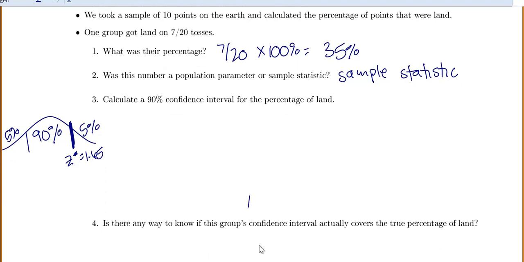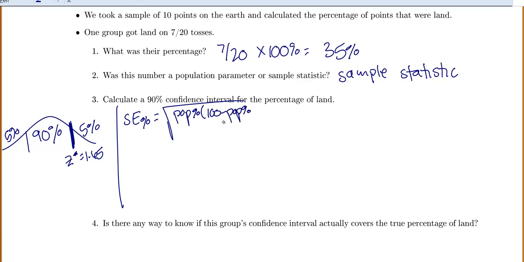Let's see, what else do we need to find? We also need to find the standard error. The standard error for my percentage is the square root of your population percent times 100 minus your population percentage divided by your sample size.